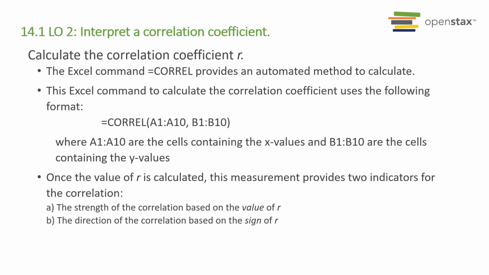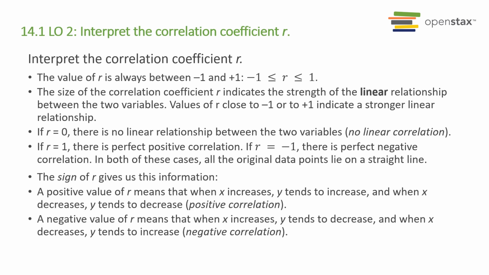Excel or a statistical program like R is typically used to calculate the correlation coefficient. Note that n refers to the number of data pairs and the symbol sigma x indicates the sum of the x values. Once the value of r is calculated, this measurement provides two indicators of correlation: the strength of the relationship and the direction of the relationship. The value of r gives the following information.